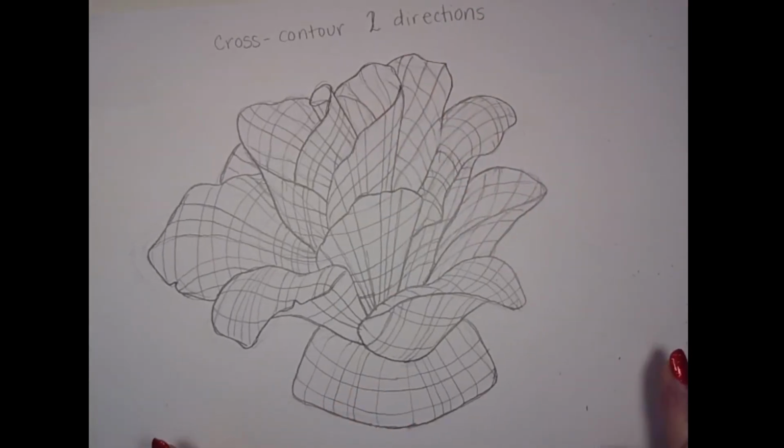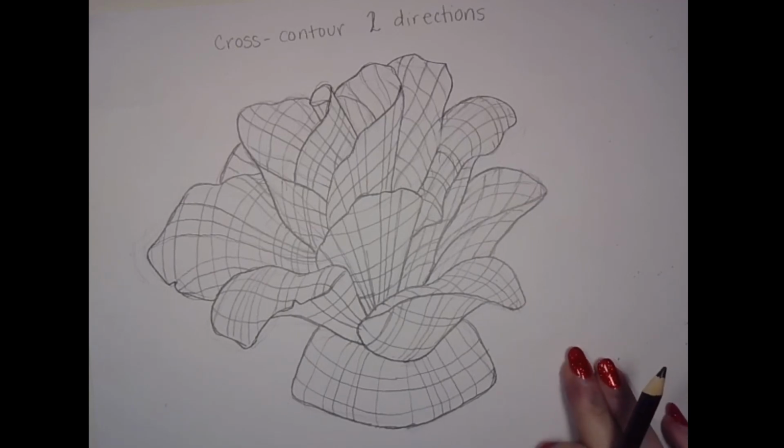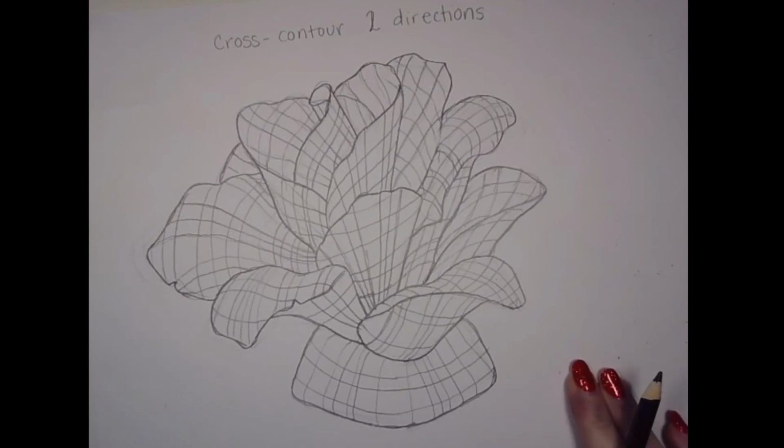Okay, so that's cross contour in two directions. You can start out doing one in one direction. This is kind of complicated. You don't have to pick something this complicated when you're starting out. You could start out with a sphere or a ball. I just wanted to do something complicated so you could kind of see.